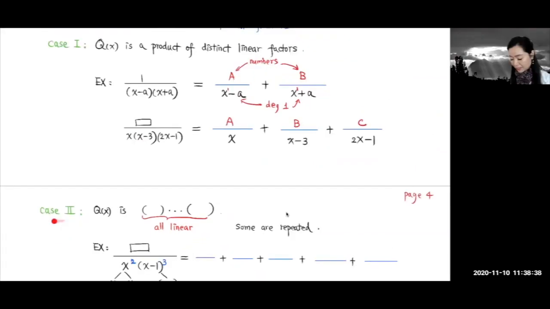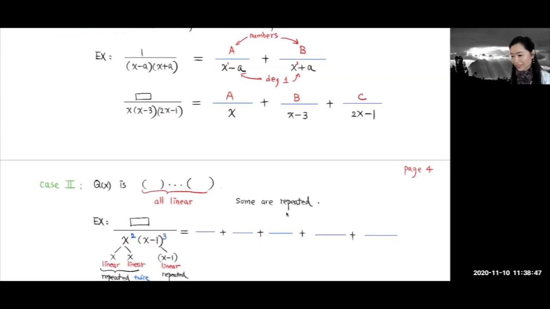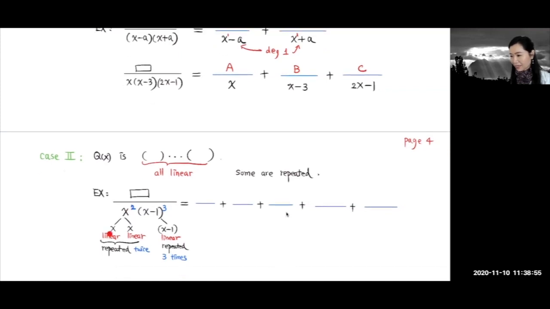The second case over here. When the factors in the denominator are all linear, like this one, but some are repeated. And someone said, wait a minute, this is not linear, right? X squared is considered linear: X and X, repeated twice. This one over here is a linear factor, X minus 1, but repeated 3 times. Do you guys get it?